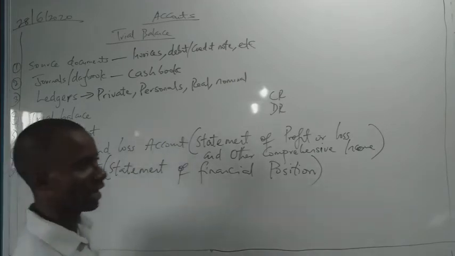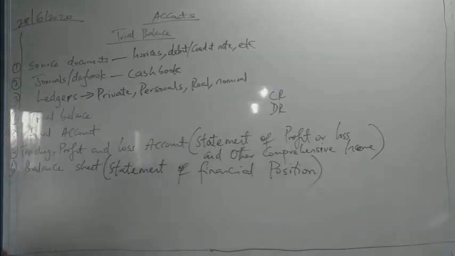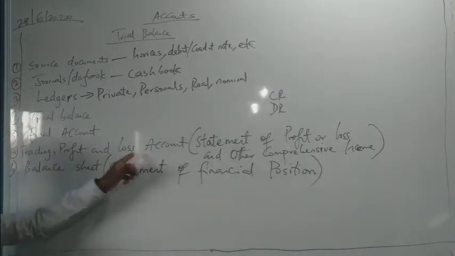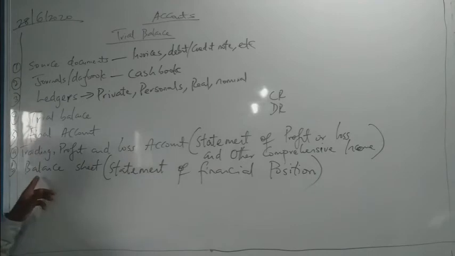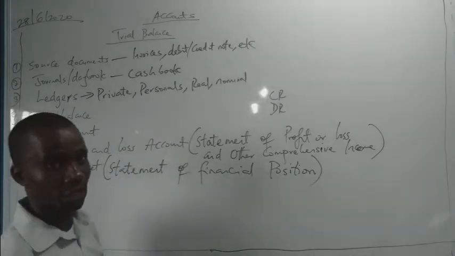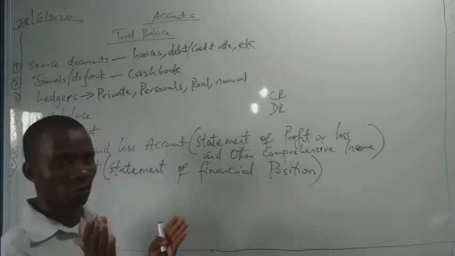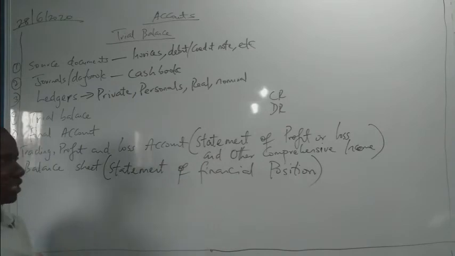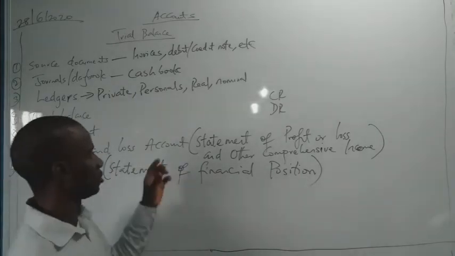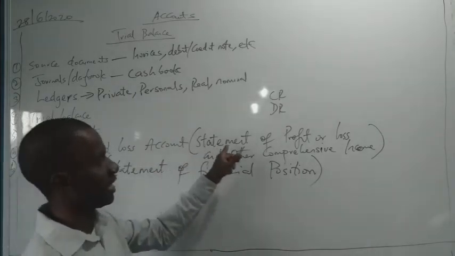Now, what is the final account, you may ask? It comprises the trading profit and loss account and the balance sheet. Another, more recent name has come about because accounting is not a static subject. It keeps changing. It has standards. So due to that standard, they brought out a new name.